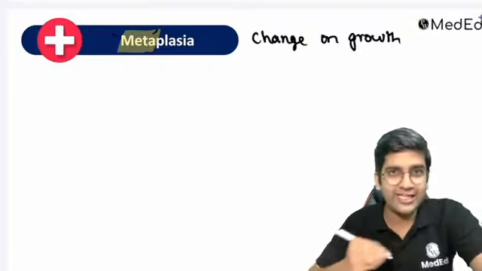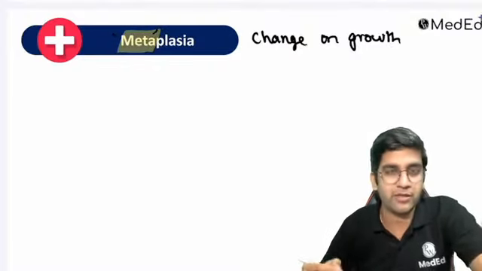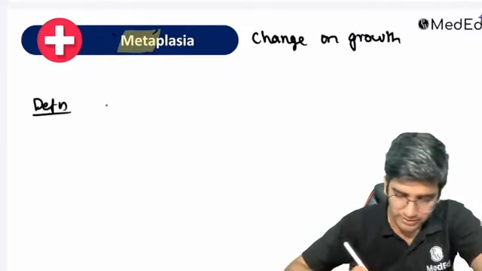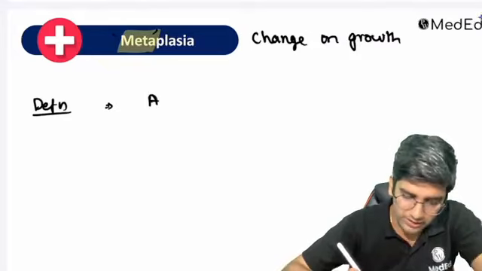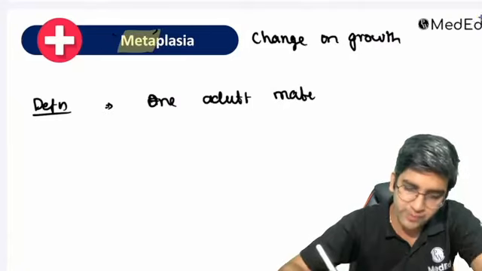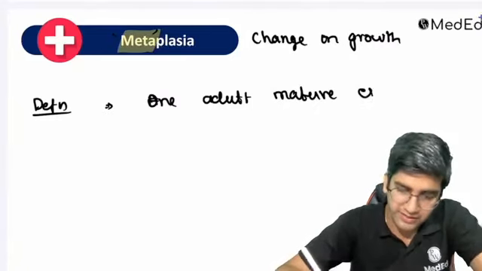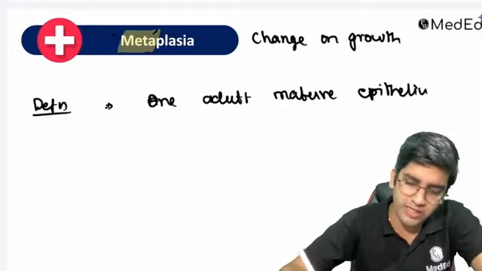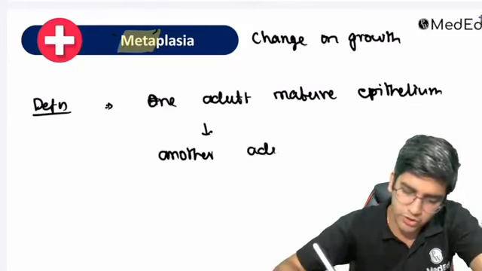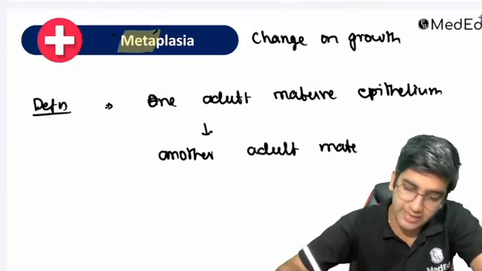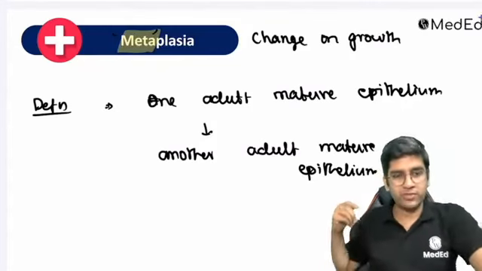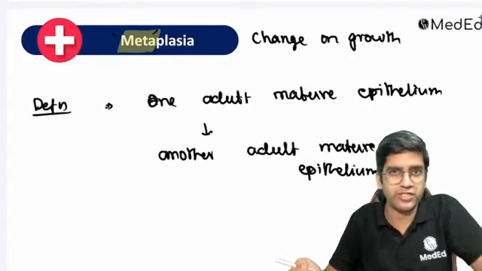Now, the exact definition of metaplasia, if you are asked in a viva or in a university exam: one adult mature tissue, mostly it's epithelial metaplasia, one adult mature epithelium, changes to another adult mature epithelium. It should be adult and it should be mature. One adult mature epithelium becomes another adult mature epithelium. That's what metaplasia is about.